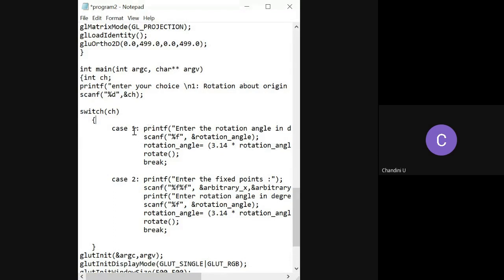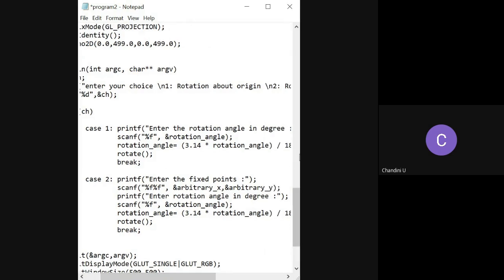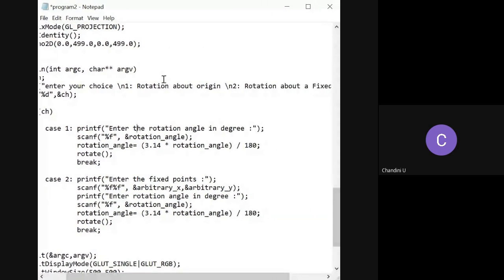Okay, so let us say case 1 is go ahead with rotation about the origin, and case 2 is rotation about the fixed point. Now let us consider case 1. Case 1 is rotation about origin, right? So first of all we have to enter the rotation angle, say theta. We are entering the rotation angle in degrees, so we will convert that into radians.